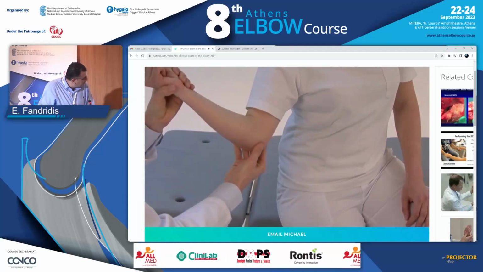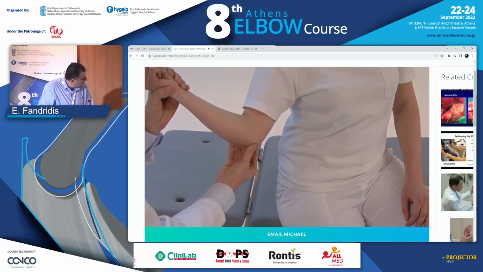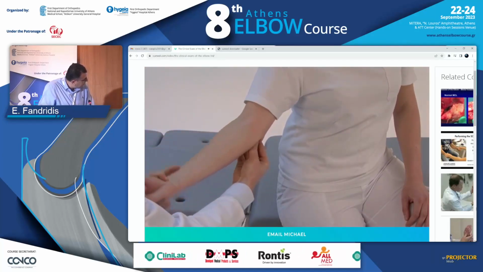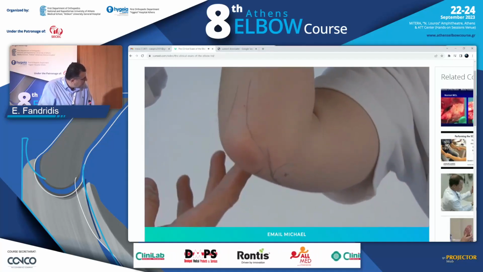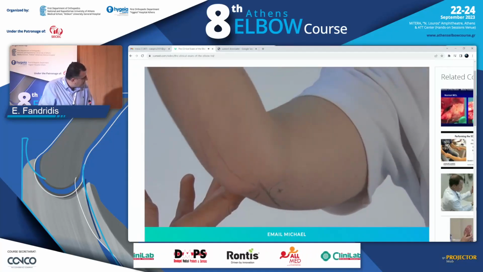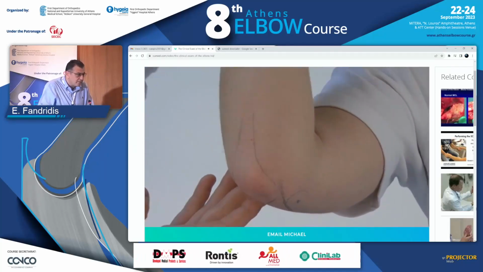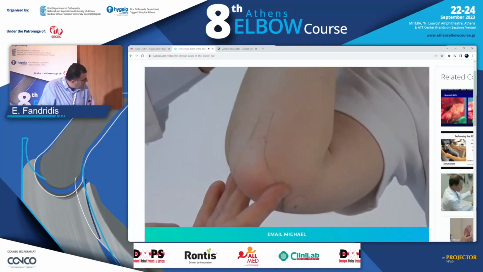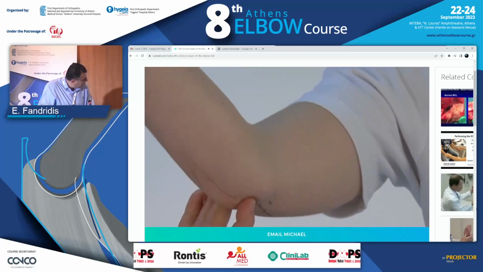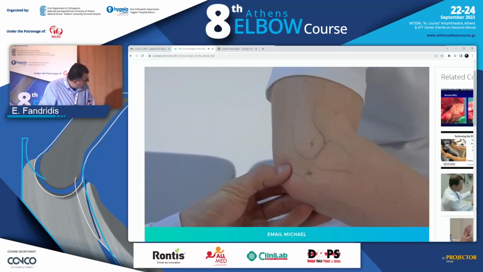So palpation of the epicondyle, medial side, olecranon fossa, palpation of the tendons, and of course, you see some scars if you have a previous operation or if you have an arthroscopy. It's nice to go and mark the spots, the portals of the arthroscopy or the incisions, because it's very crucial for the next operations.